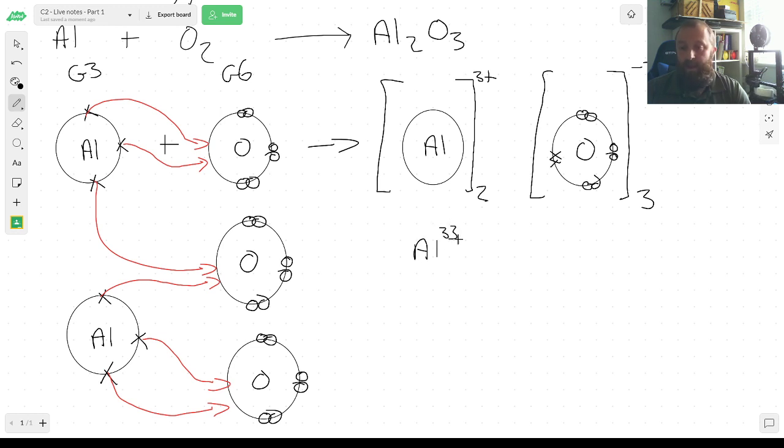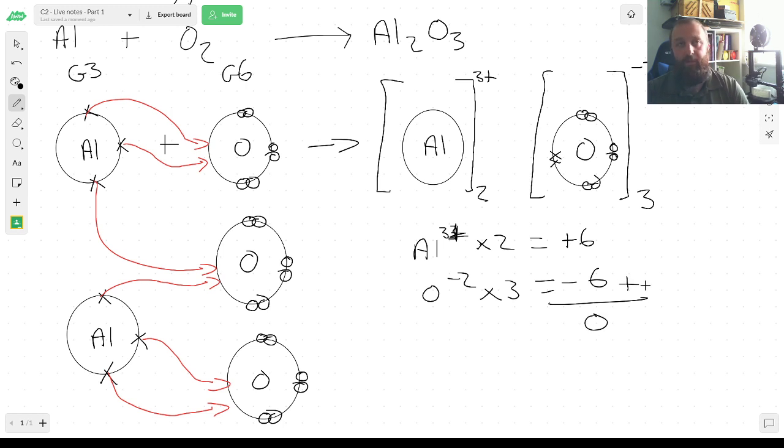If we look at the charges, aluminium's +3 and oxygen is -2. I need to get to a 0 charge. So if I multiply that one by 2, I get to +6. If I multiply that one by 3, I get to -6. My overall charge is 0. So that's about as complicated as it gets. As I've done with all of the others, I'm going to show this to you in words, just so we can see what's going on here.